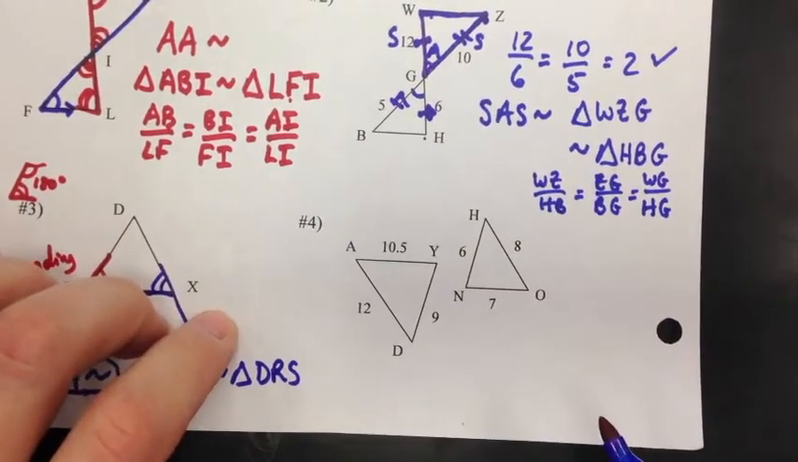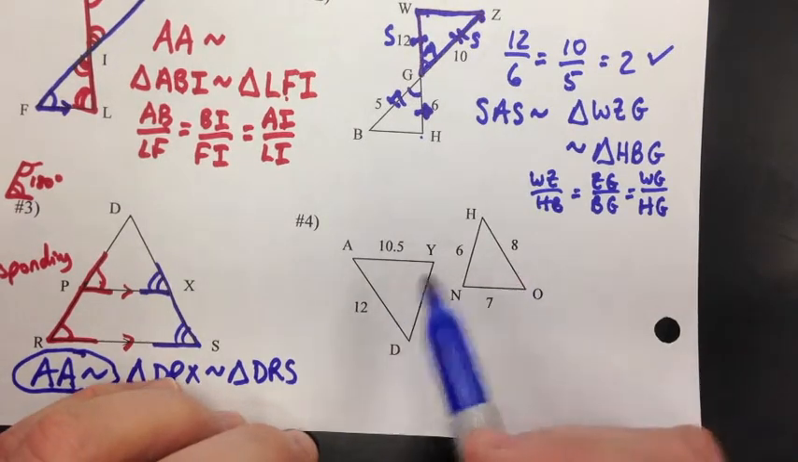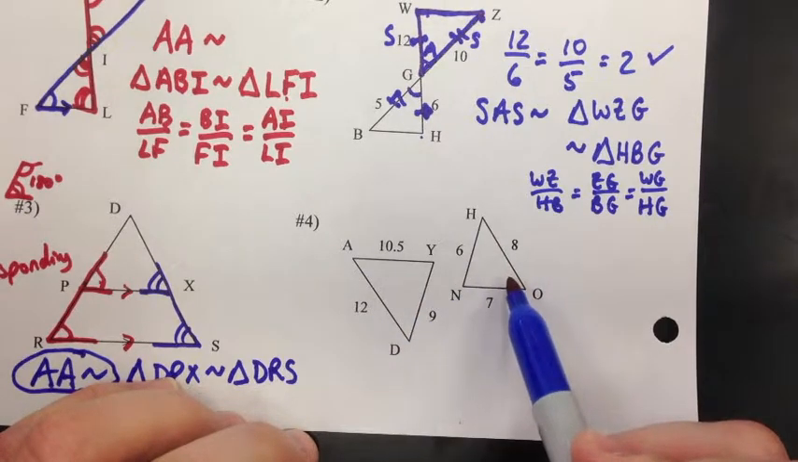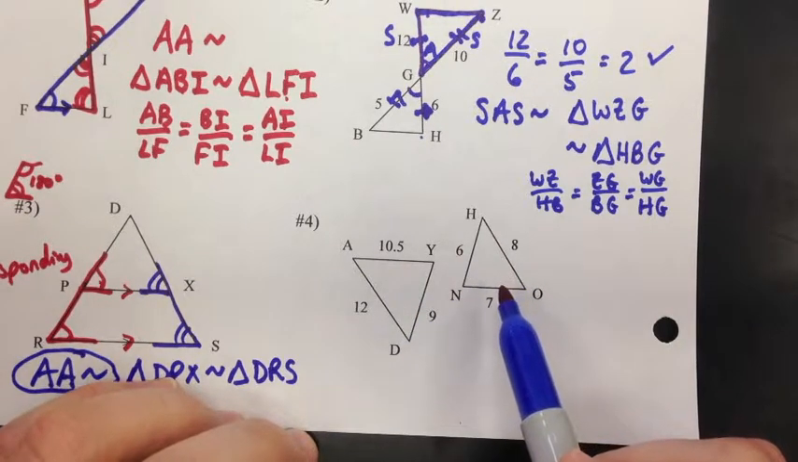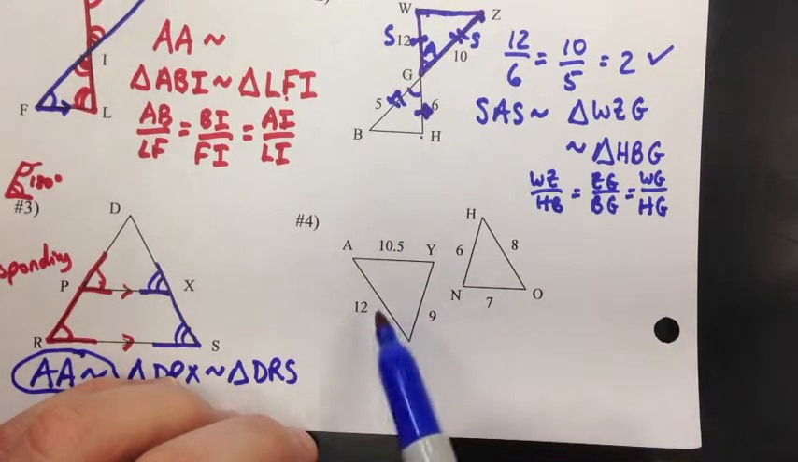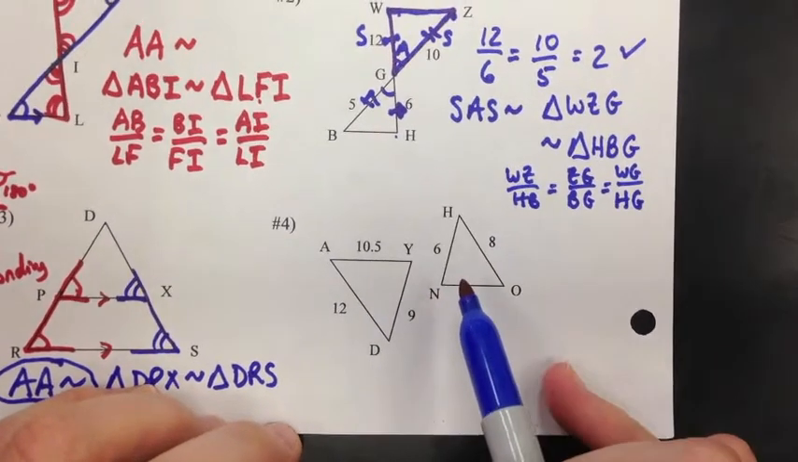And now we have one more problem here. We have number 4. Now number 4, they don't tell us anything about angle measure. We don't have parallel lines because the triangles are not together. But they do give us side lengths, all 3 side lengths in both triangles.